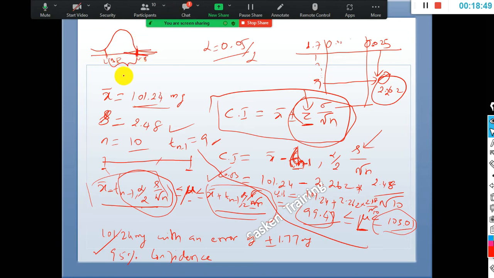So what about the rest? Total area under the curve is 1, but here alpha divided by 2 on the left side and alpha divided by 2 on the right side, so overall alpha is 0.05. So 1 minus 0.05 is 0.95. So there is a 95% chance that my true mean falls anywhere between these two. What about the remaining 5%? That is my question.